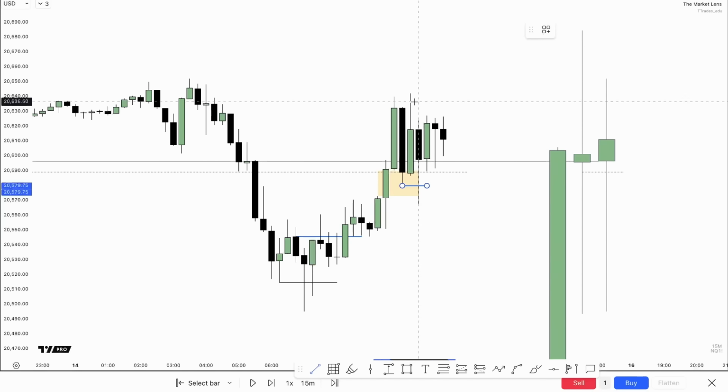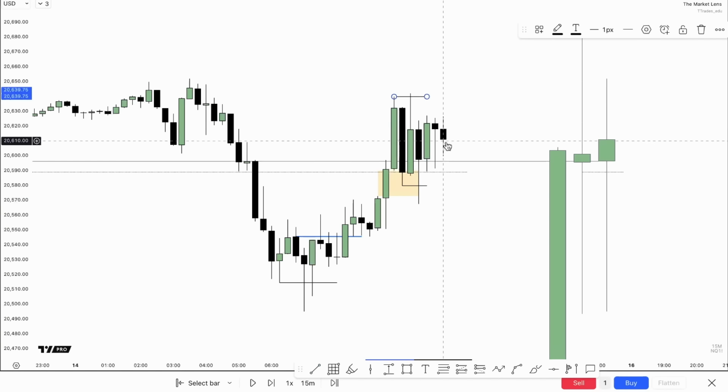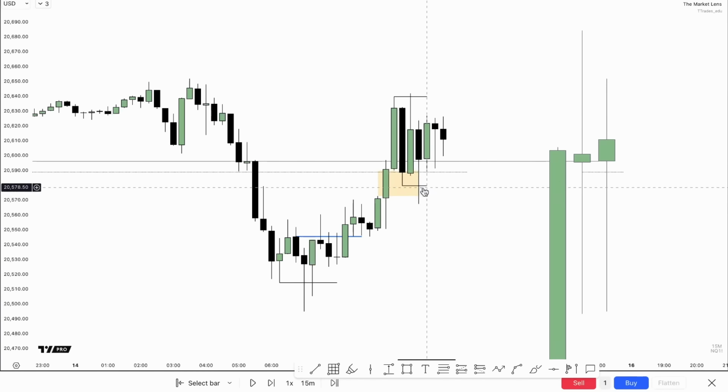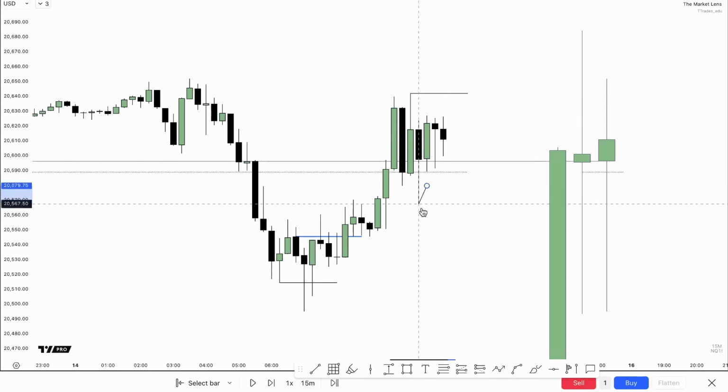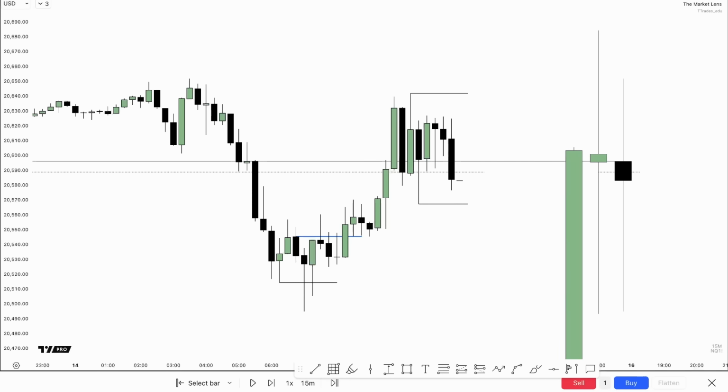And what do we notice about these? Is price remaining internal to these? No, but it is failing to trade out of it, right? So it is still consolidating. I can then just readjust to that range high and that range low. You can see we're trading internal to that range. It's fairly obvious there.